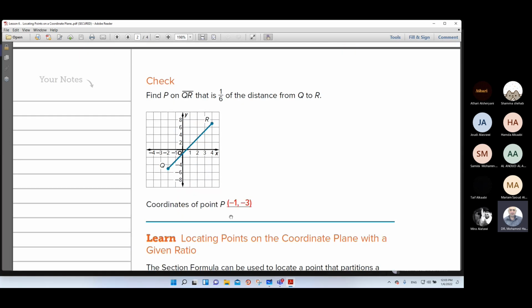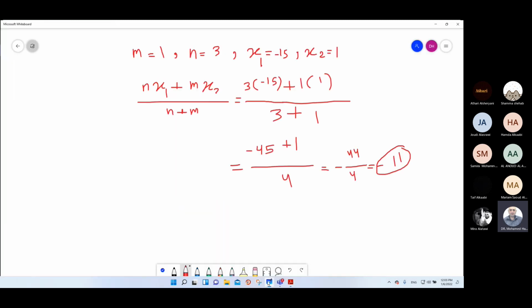The next example: find B on segment QR that is 1 over 6, this is the ratio A over B, of the distance from Q to R. At first, we must know the location of Q and the location of R.